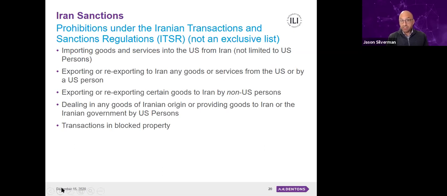Another prohibition is dealing in any goods of Iranian origin or providing goods to Iran or the Iranian government by U.S. persons. And finally, transactions in blocked property. As Peter said, blocking occurs as a matter of law, whether or not a person has actually frozen the assets or filed a blocking report with OFAC. This is a blanket prohibition on any transactions in blocked property, whether a blocking report has been filed with OFAC or otherwise. If the property is subject to being blocked under the regulations, there's a prohibition on dealing with it. Next slide, please.